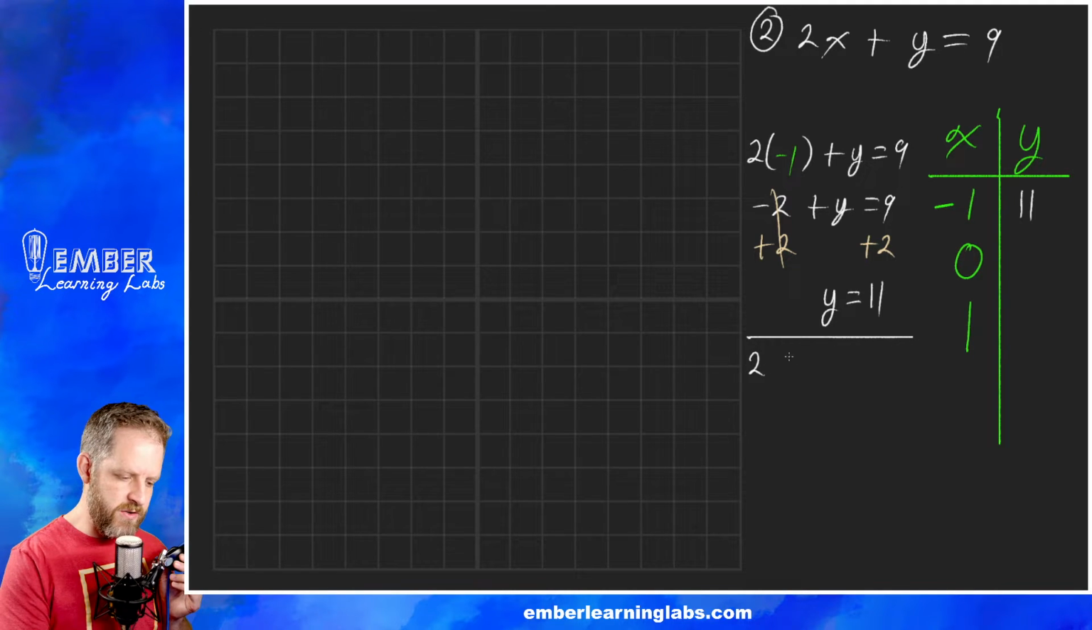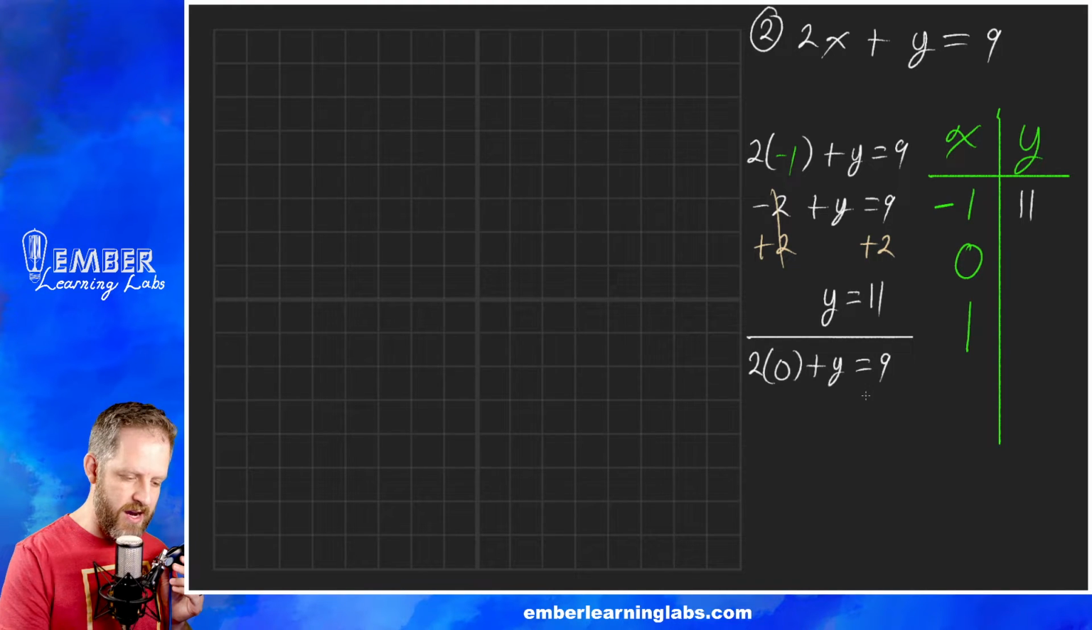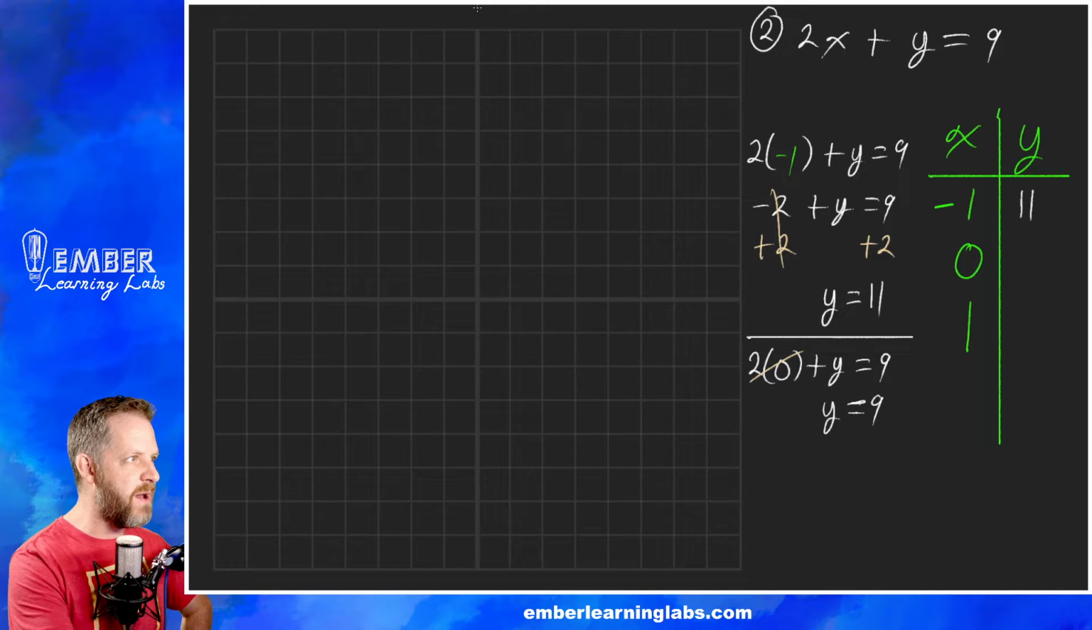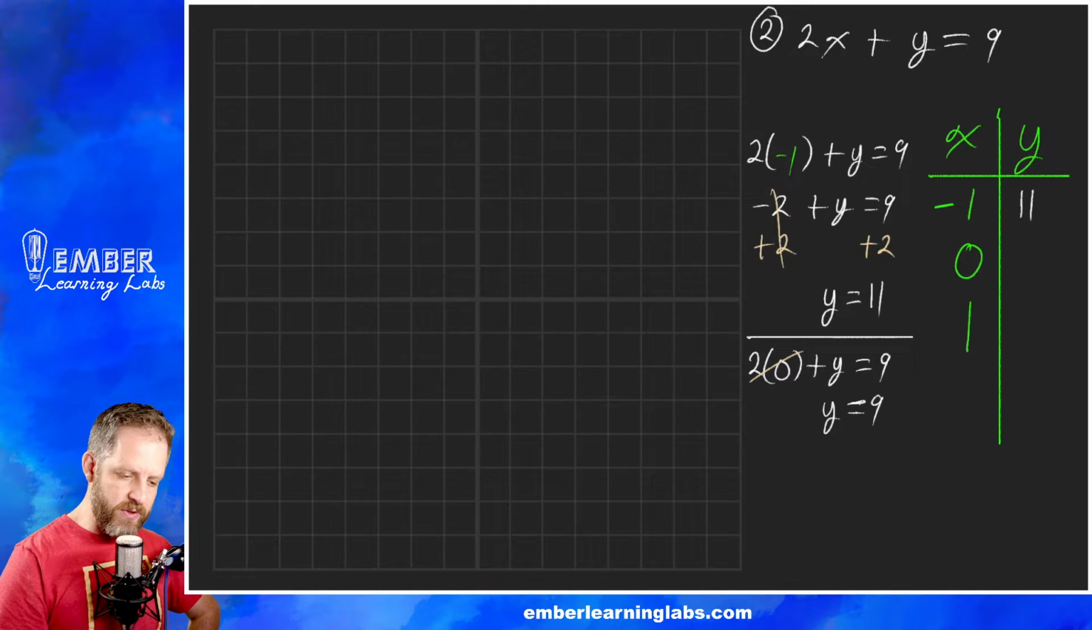So we're going to put 2 times 0, that's always a nice one, plus y equals 9. So this cancels out. So we end up with y equals 9, which is also above my graph. It's going to be like up here, right? Right up in here. So what that's telling me is that we're going down, right? We're kind of dropping down lower.